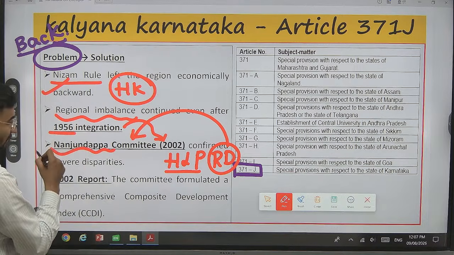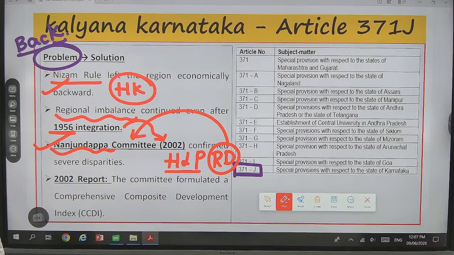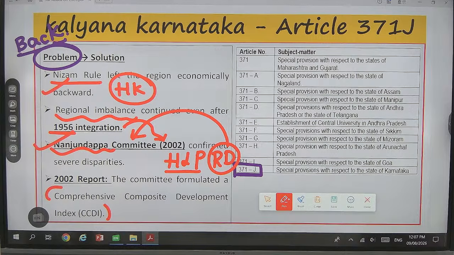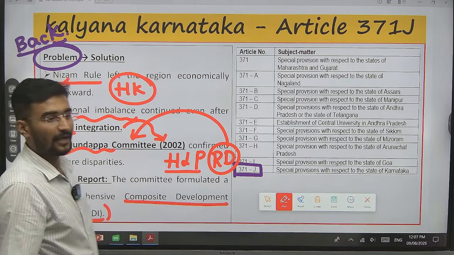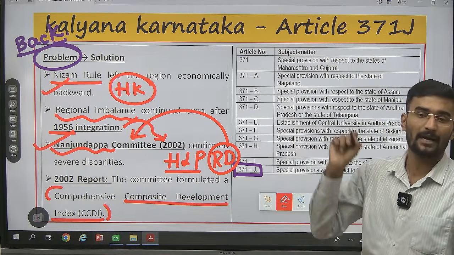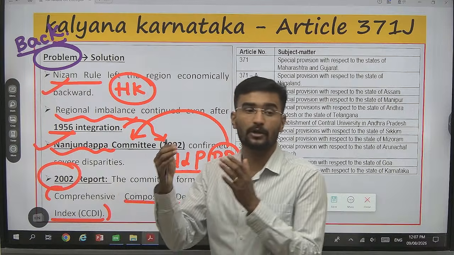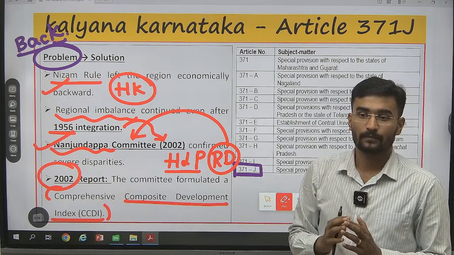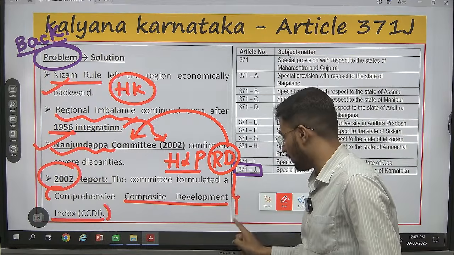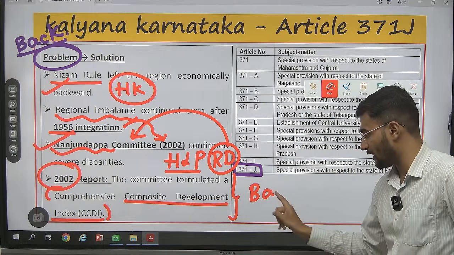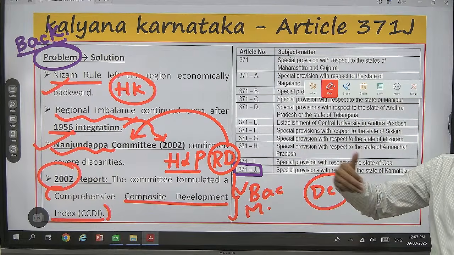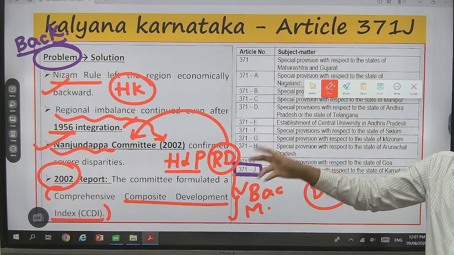Now while giving its report, what was the criteria taken up by the Nanjundappa committee? The criteria is the comprehensive composite development index. According to this, it classified taluks as more backward, most backward, and less backward or developed. This criteria is used to come out with an outcome, which taluks are most backward and which are more developed. But this committee, we don't want it now.